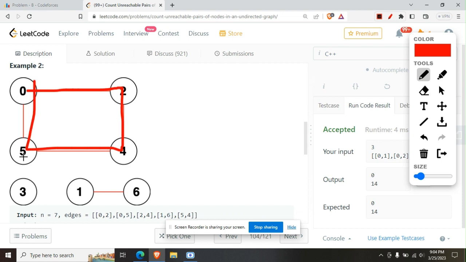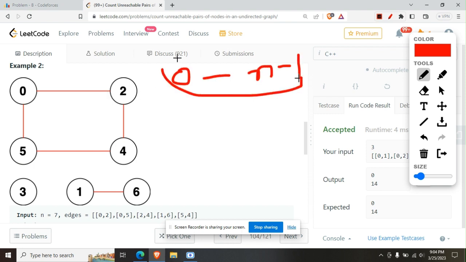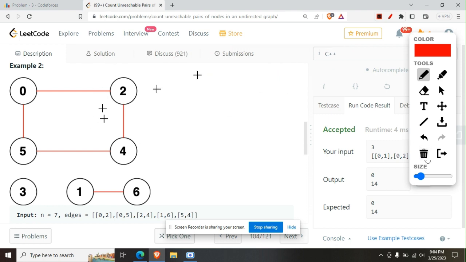So let's understand this question statement with this example on the right here. They have given these graphs. So the graphs can be disconnected also. That means if you see, these graphs are connected, but there is no way that 3 can reach this or this. So this is what we mean by a disconnected graph. They have also said the nodes will be numbered from 0 to n minus 1. That is what we are having.